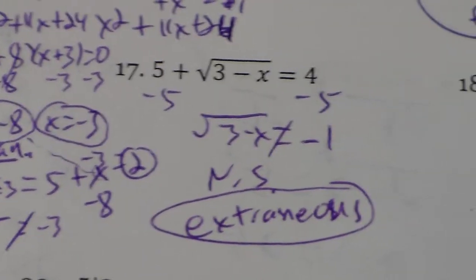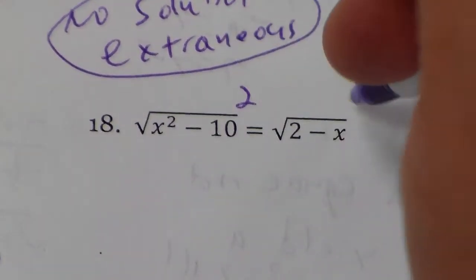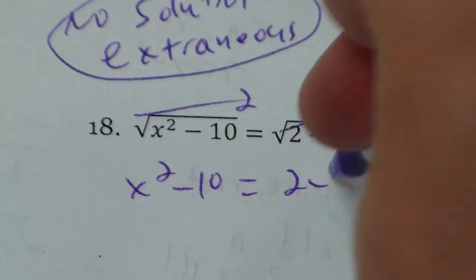We got a lot of extraneous ones going on. Okay, so this one should hopefully be a little bit easier. We're going to power 2 both sides. Get rid of the radical. So when you plug it back in, include the radical though. Don't forget that. x squared minus 10 is equal to 2 minus x.